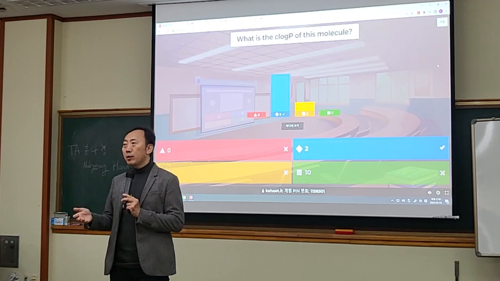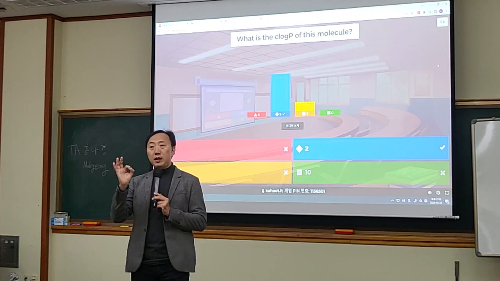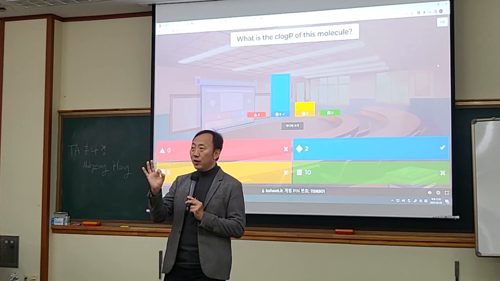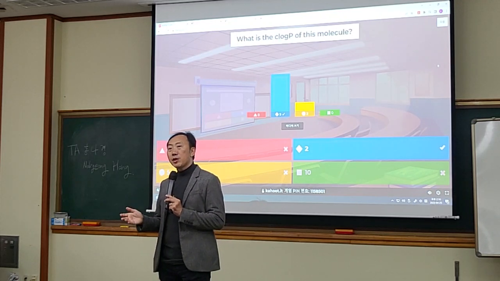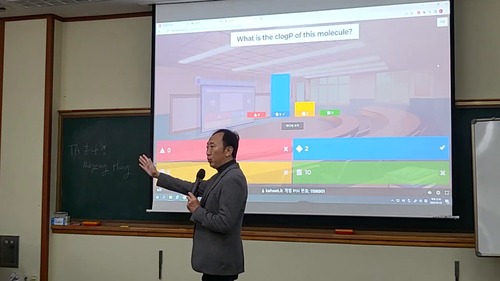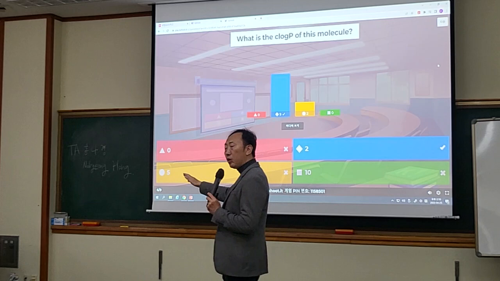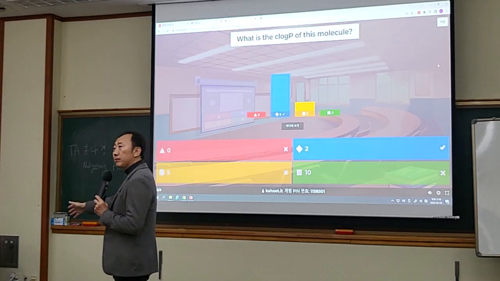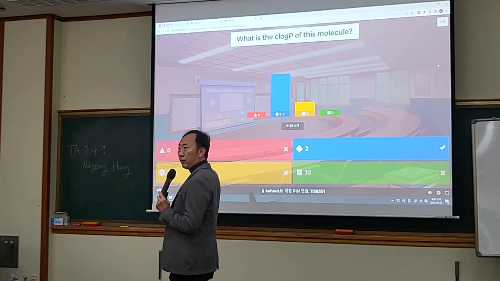So a higher number of P means it's more hydrophobic. Okay? If log P is 0, then what's the ratio? That's 1 to 1. So the basic rule says the reasonable range of a log P value is 2 to 5. If it's less than 2, it's too hydrophilic. Higher than 5 is too hydrophobic.